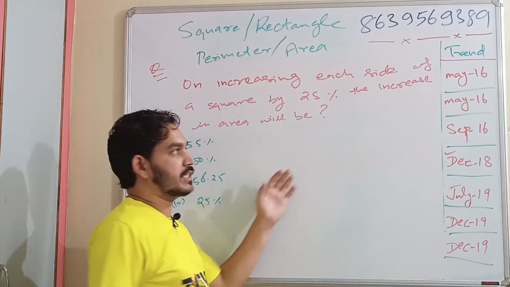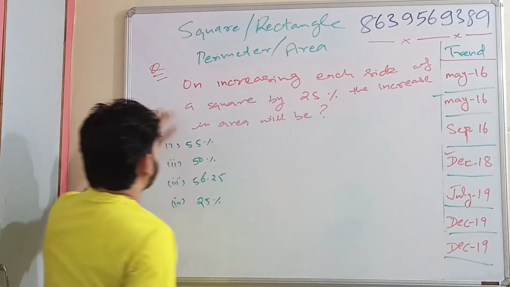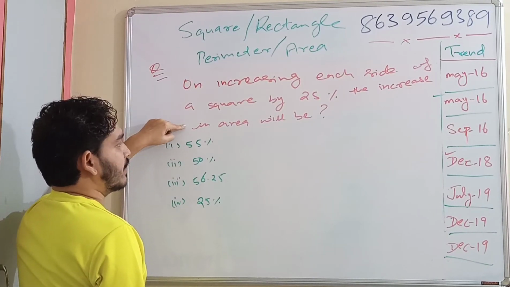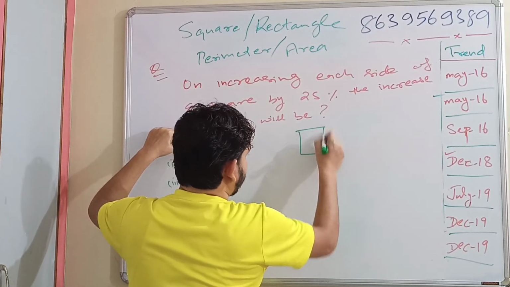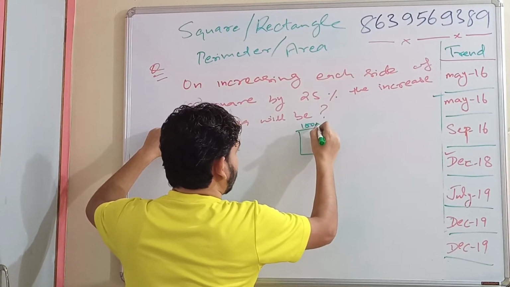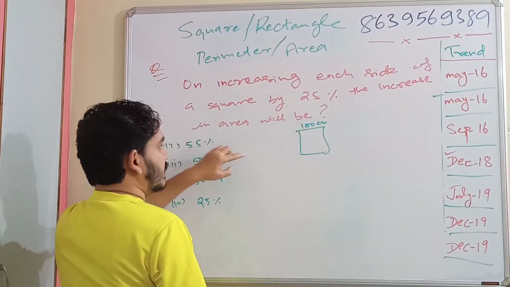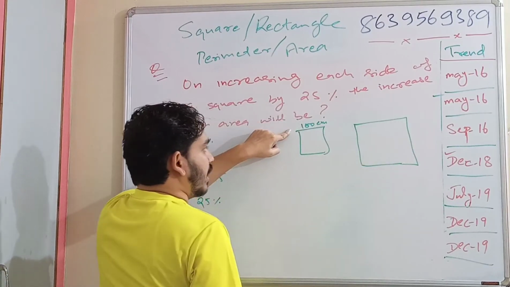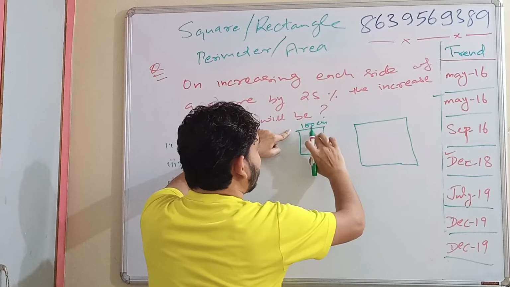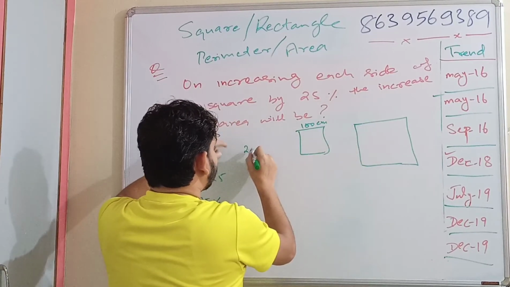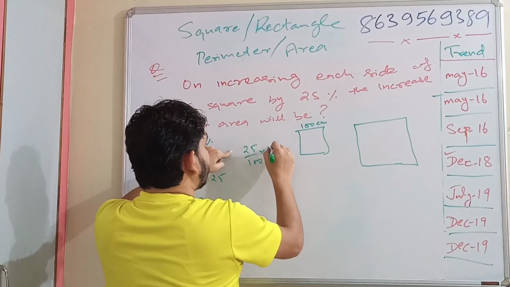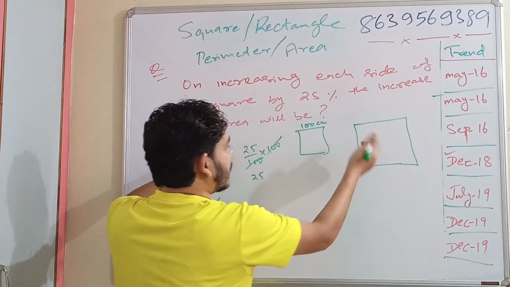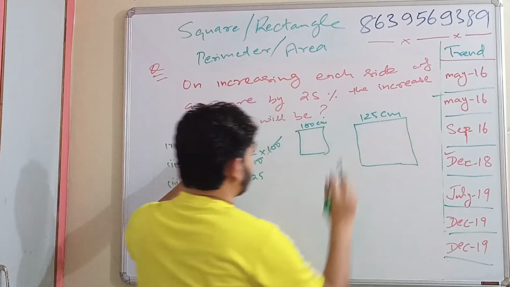Okay, so this is one question which has come in May 16. On increasing each side of a square by 25%, the increase in area will be what? Let's take a square whose side is 100 centimeter. Now I have to make another, bigger square, and the condition is that the side will be 25% more than that. 25% of 100 is 25 only. Now 25 more than that is 125 centimeter.